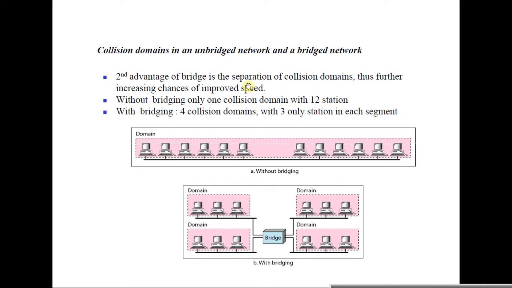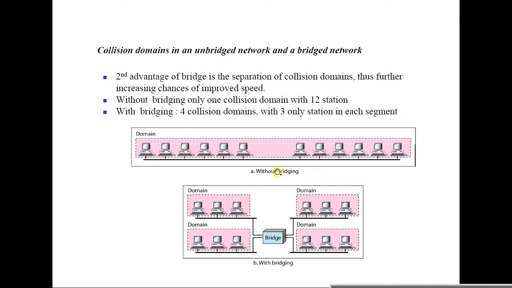So with bridging, each station gets 2 Mbps bandwidth. The second advantage of a bridge is separation of collision domains. What do collision domains mean? When more than 2 stations send frames simultaneously, a collision occurs. By using a bridge we can separate the collision domains.